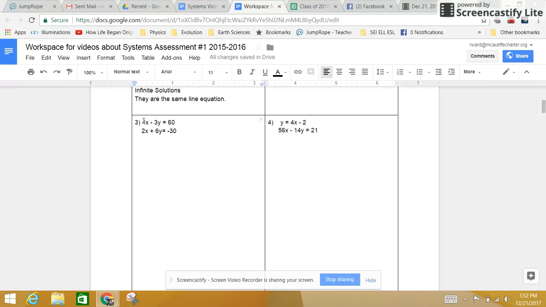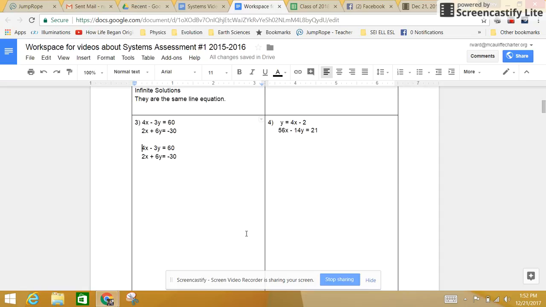But we have a problem. The coefficients of x are not the same or the opposite, and the coefficients of y are not the same or opposite. But they're not going to be hard to change into something that is the same or opposite. So I'm going to copy both of these, bring them down here, and start off by working on x.